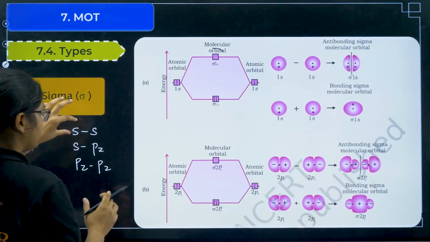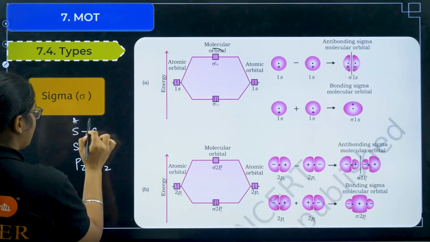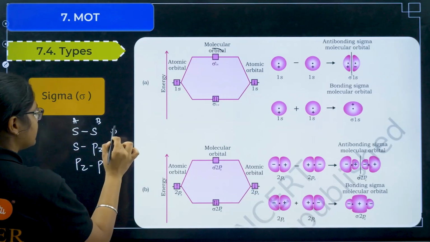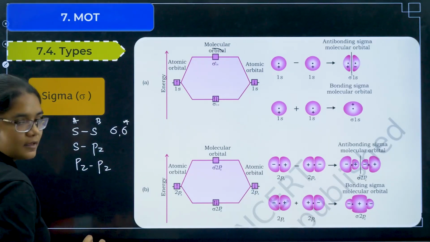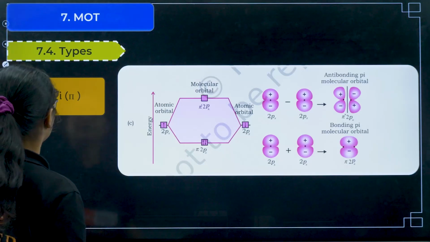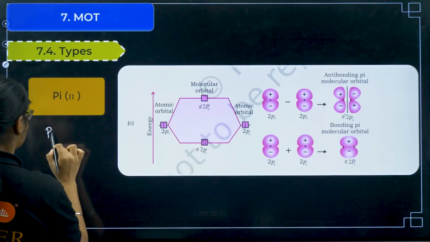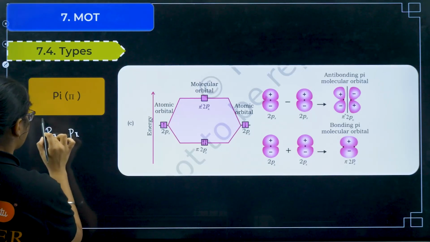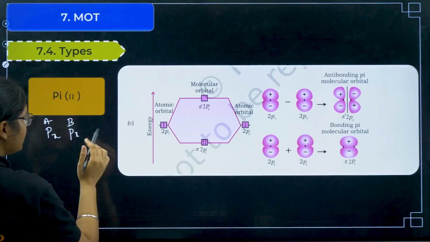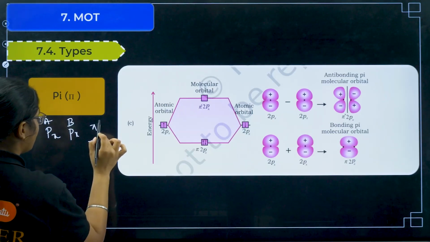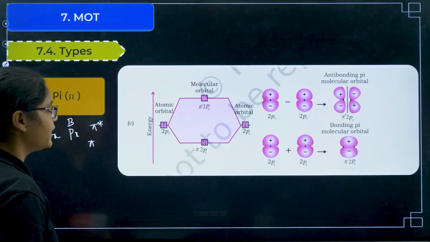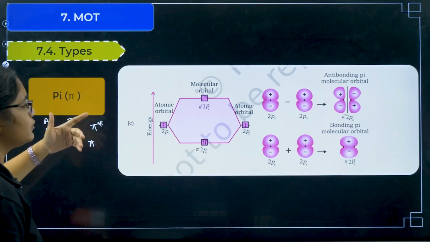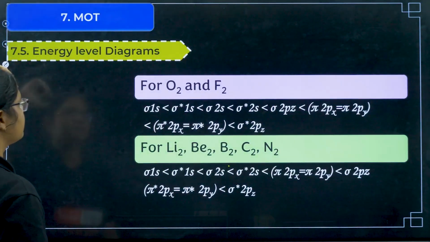So if the atomic orbitals of atom A and atom B overlap, then you will get sigma and sigma star, right? On the other hand, if you are overlapping px and px, meaning px of A and px of B, then you will get pi orbital and pi star orbital. Okay, px and py can combine to give you pi and pi star orbitals.